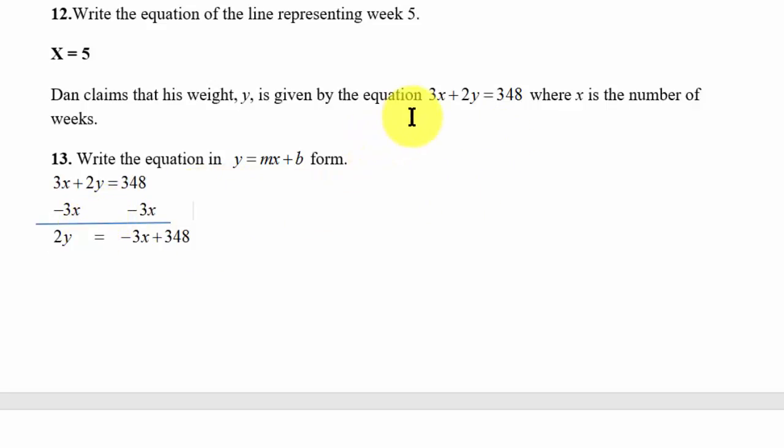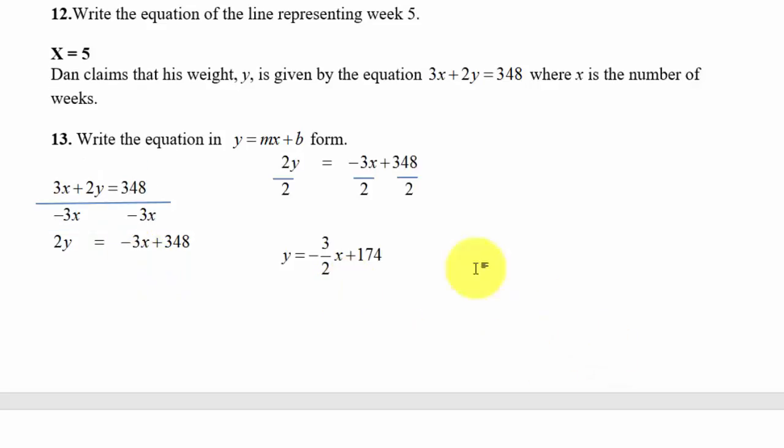So my first step is to subtract 3x from both sides, leaving me with 2y equals negative 3x plus 348. Now to get the y by itself, I'm going to divide everything by 2. So if I divide each piece by 2, I end up with y by itself down here, where y equals negative 3 over 2x plus 174. Or you could even write y equals negative 1.5x plus 174. All right, so this is the equation now written in slope-intercept form, or y equals mx plus b form.